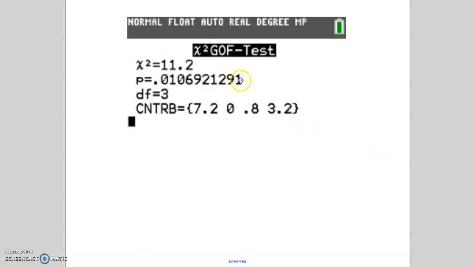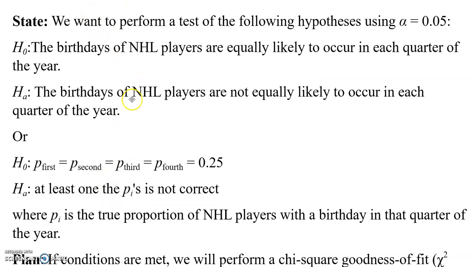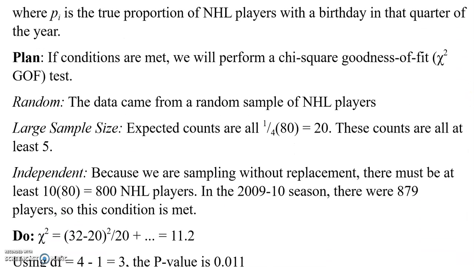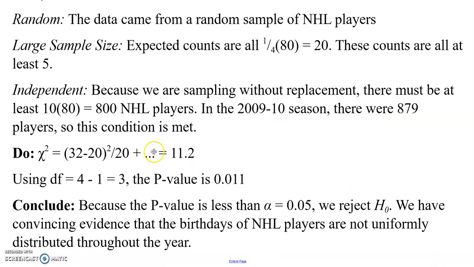All right, so let's take a look at what you got. This should be what you get from your calculator, but there's a lot more to do than just that. Here's what your write-up should look something like. So we can see here are two different ways to write the state portion, either description or using our mathematical notation. If you're using this notation, make sure you define p. In our plan, all the conditions are met. There were more than 800 NHL players that season. There were 879. In the large sample size condition, remember to check your expected counts. They're all 20. And then the do, our calculator gives us this value.